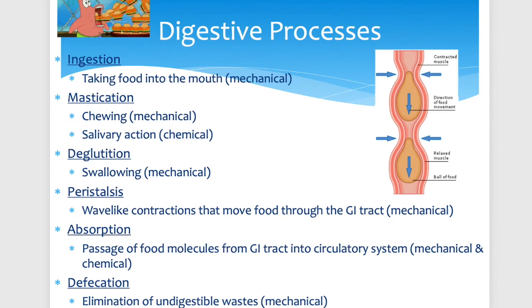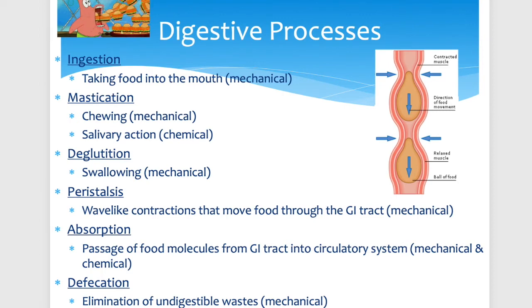And peristalsis is basically wave-like muscle contractions that move through your gastrointestinal tract to help push food through your digestive system. And because it's physically moving the food, that would be mechanical digestion. For absorption, that will fall under both mechanical and chemical digestion.